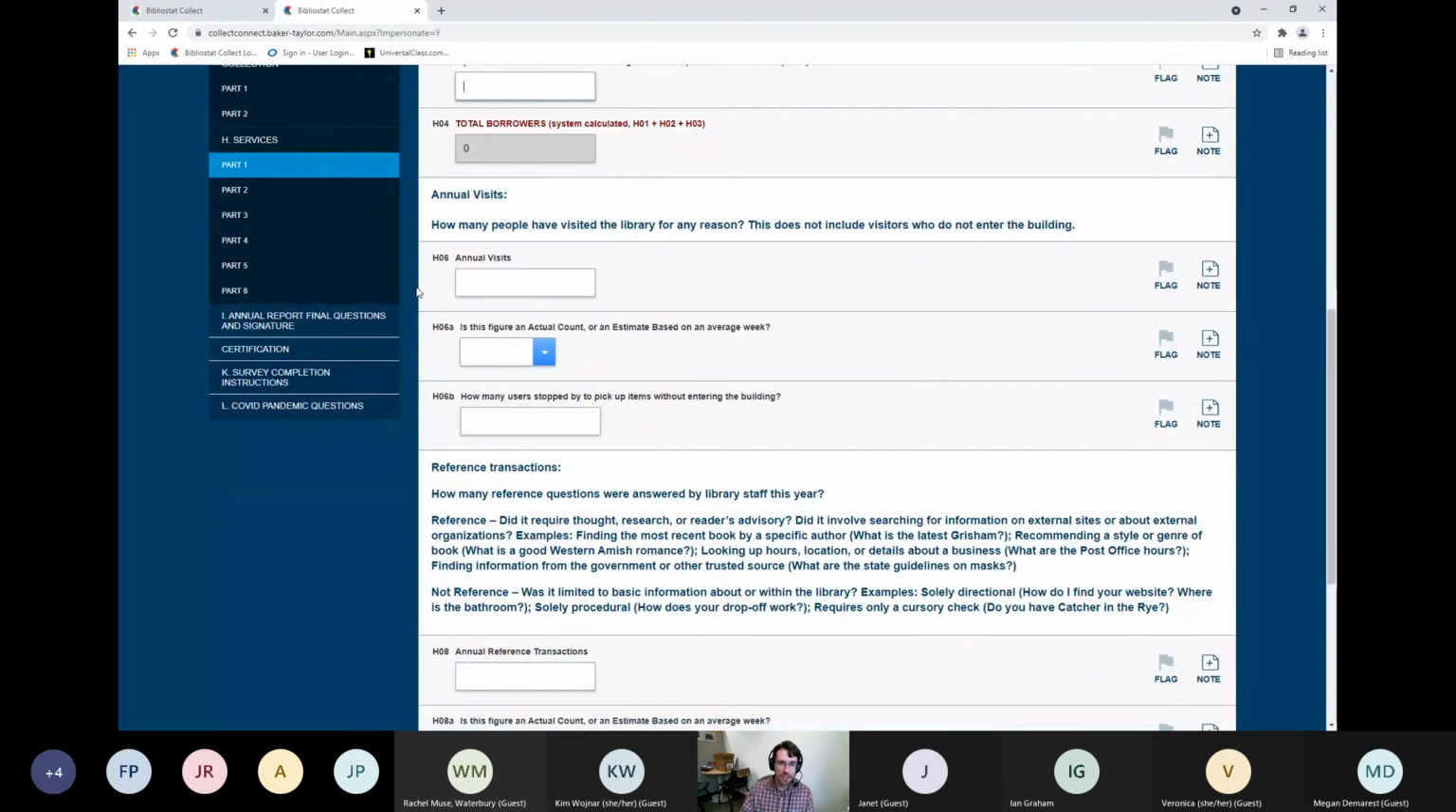Next, we have annual visits. How many people visited the library for any reason? This sort of got clarified with COVID: this is physically entering the library. They have to come into the building. If they don't come to the building, they do not count under this category. We used to include people who were on your property for programs, things like that. They clarified that you have to come into the building. In a sense, imagine that you have a people counter on your door. Would they get triggered by the people counter? Yes, then they're a visit. No, then they're not. Okay, then it asks first off what that number is.